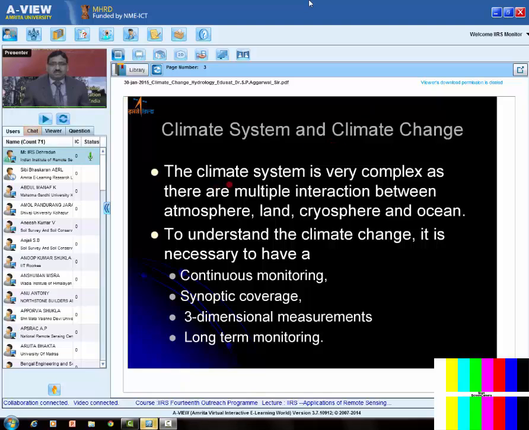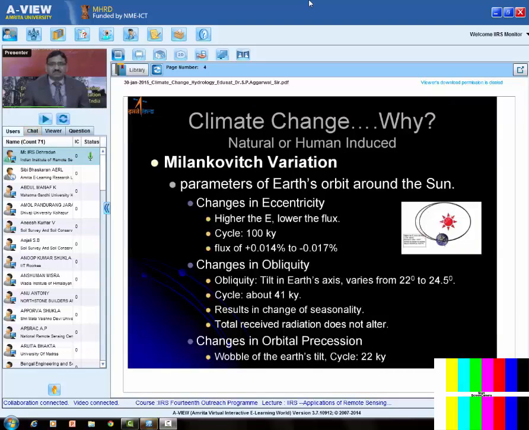So, climate system and climate change. The climate system is very complex as there are multiple interactions between atmosphere and land. To understand climate change, it is necessary to have continuous monitoring, synoptic coverage, 3D measurements, and long-term monitoring.